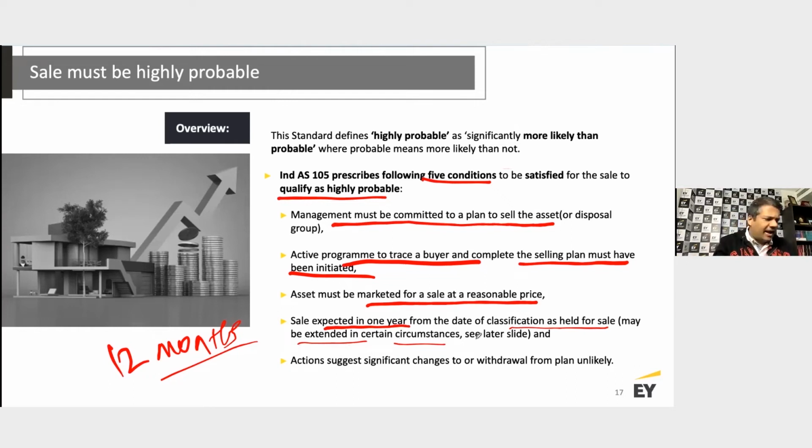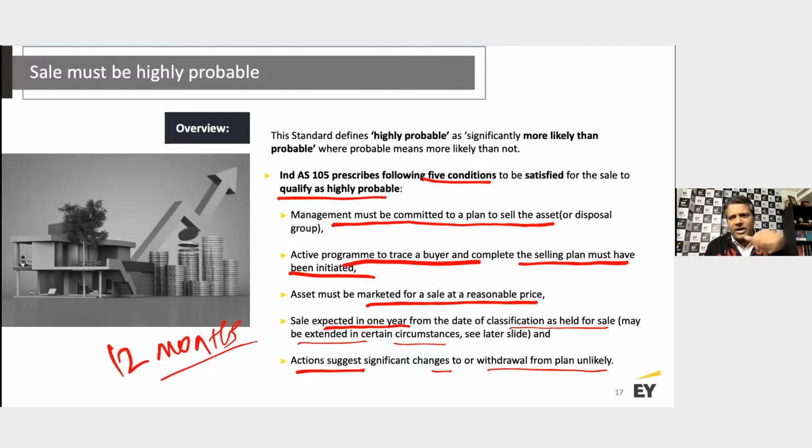And actions suggest that significant changes to, or a withdrawal from, the plan is unlikely. That means it's not that today I'm going to classify this as held for sale and tomorrow I'm going to say, no, thank you very much, I no longer intend to sell this. That's an unlikely scenario. It may happen. The standard is not saying that you may not change your mind. You can change your mind, but it is unlikely at the point in time you decided to designate it as held for sale.